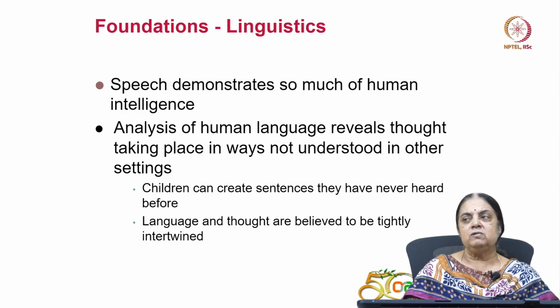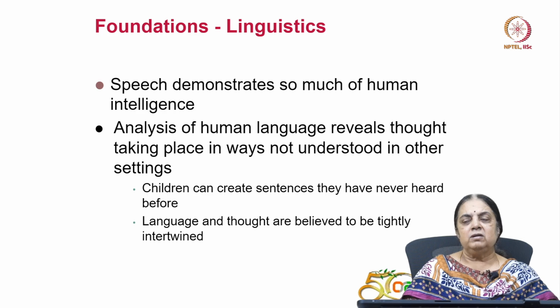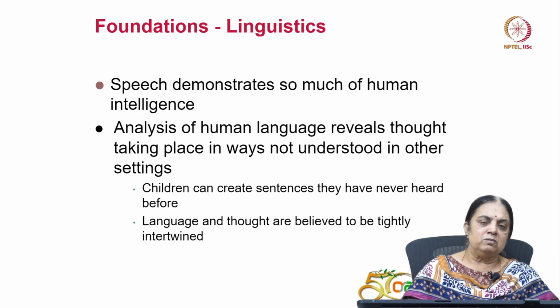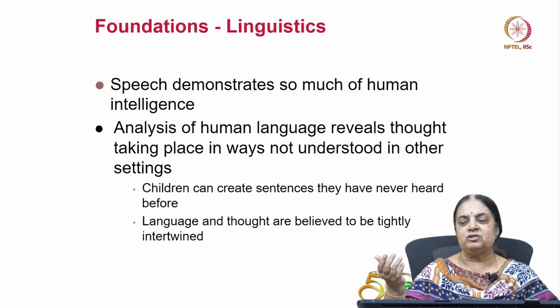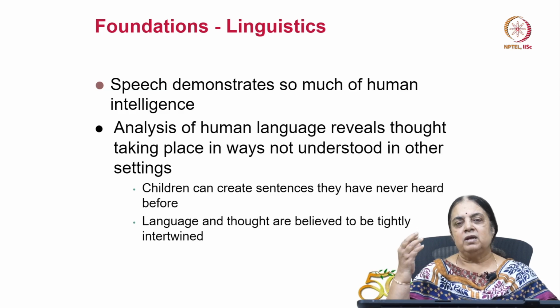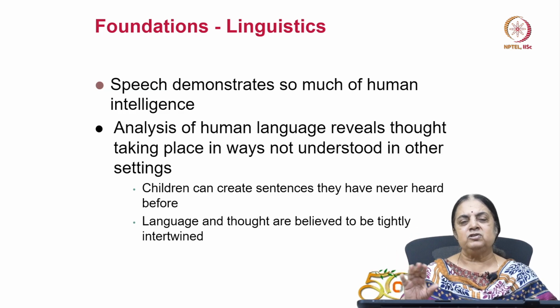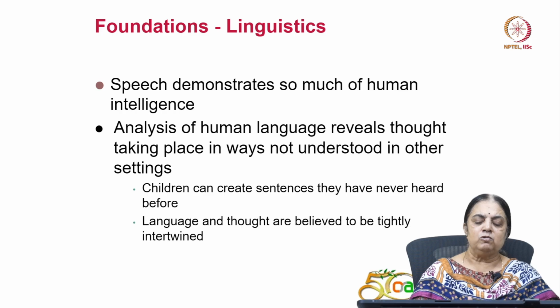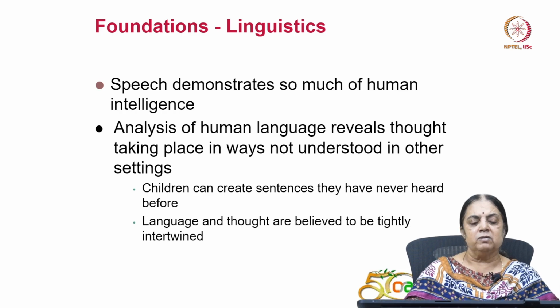For example, you can see that children, as they grow older, are able to create sentences which they have never heard before. So language is actually very important, and we actually think in a particular language. For example, I may think in English. So thinking and language are very closely connected to each other.